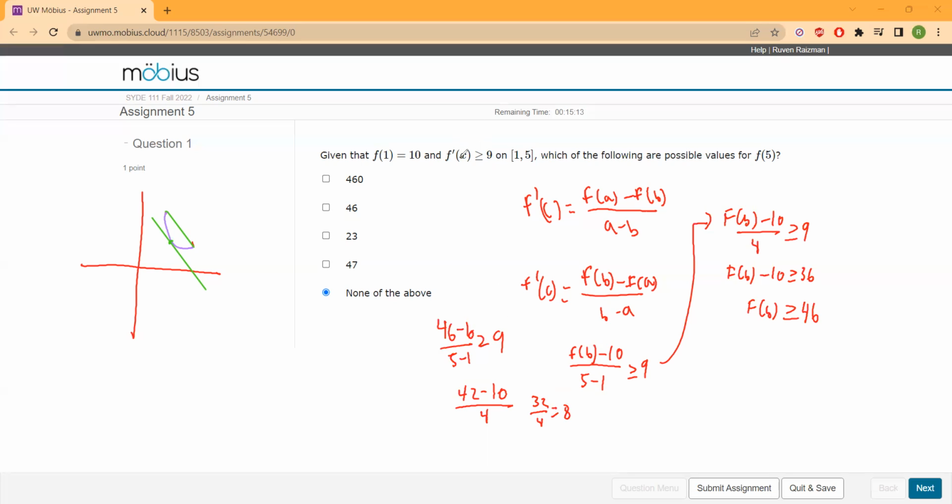So again, because we know that on f of x, the derivative of f of x is always greater than 9, we know it can't be 8. Because it always has to be 9 or greater. So now that we know it has to be greater or equal to 46, we know 46, 47, and 460 would match up. Okay, great. Let's click next.